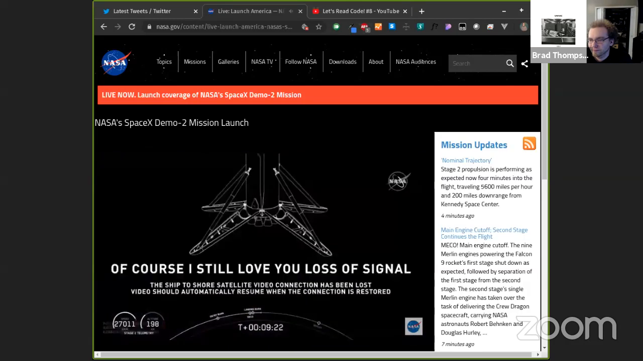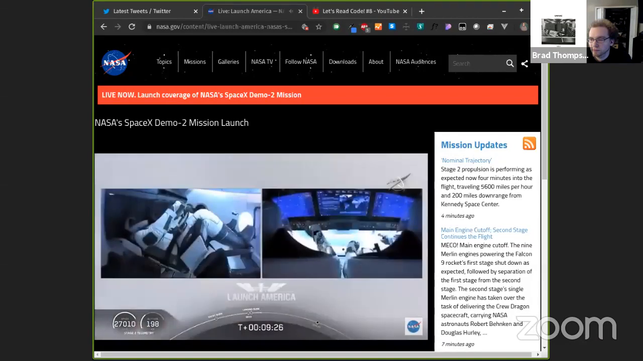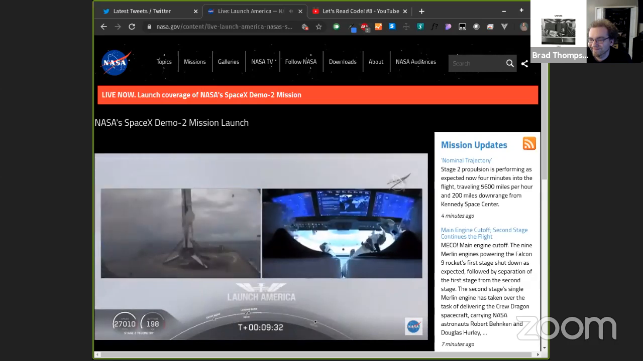Looks like we lost that live view, but we'll wait for confirmation of that landing shortly here. Falcon 9 first stage is successfully landed. And there you can see on your screen, Falcon 9 has landed. This is the first Falcon 9 to carry humans to orbit, so very exciting for us.